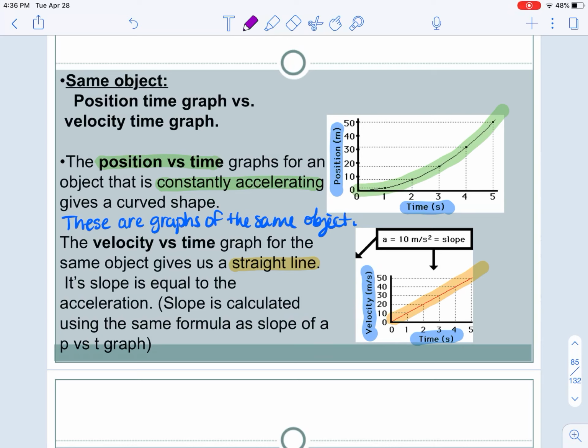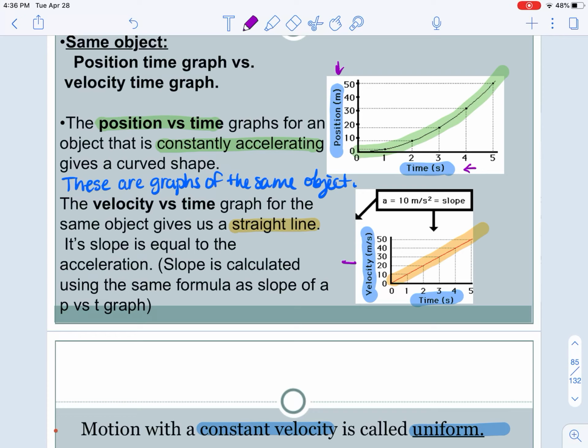So this page shows us again that this is the exact same object, but you have to pay attention to what the two variables are on the side of the graph. This one says here's the position versus time. So this one is getting further and further away over time in a swooping up fashion. That means that it is constantly accelerating.